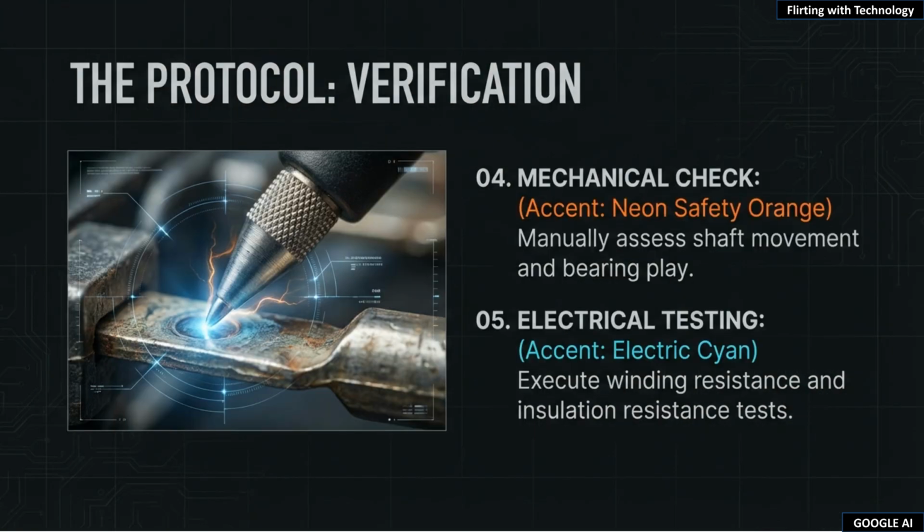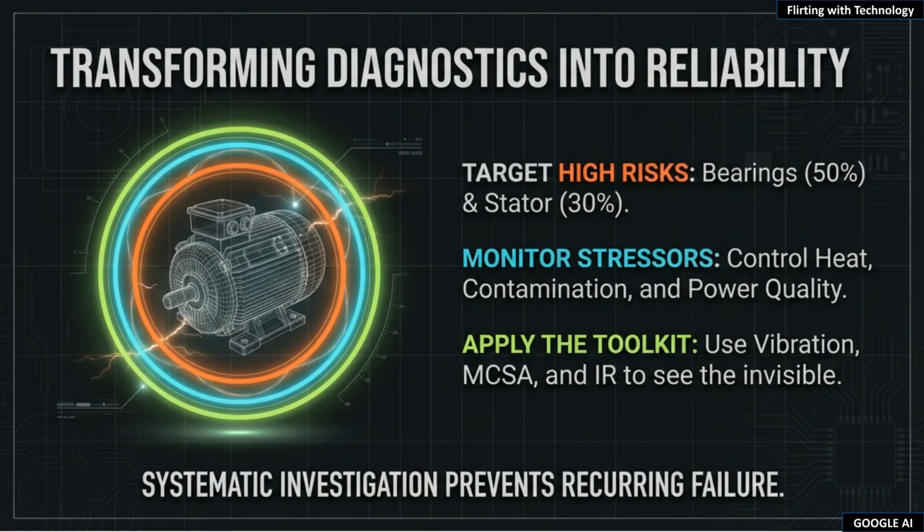Verification involves a mechanical check to manually assess shaft movement. Electrical testing follows, executing winding resistance and insulation resistance tests. Transforming diagnostics into reliability means focusing on high-risk areas like bearings and the stator. Monitor stressors like heat and contamination, and apply the diagnostic toolkit systematically to prevent recurring failures.